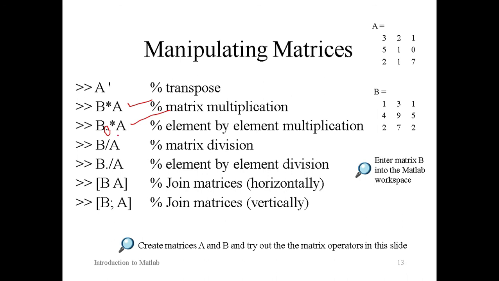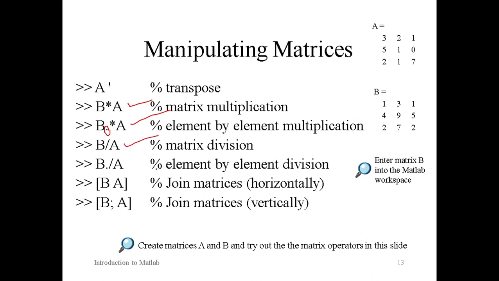So whenever we use a dot between two variables, it means we are doing an element-wise operation. An element-wise operation is nothing but multiplying 3 by 1, 2 by 3, and so on. So this dot operator is used for element-wise operations. All these things will be important, so keep this in your mind. For division, we generally use B divided by A. For element-wise division, B dot divided by A.